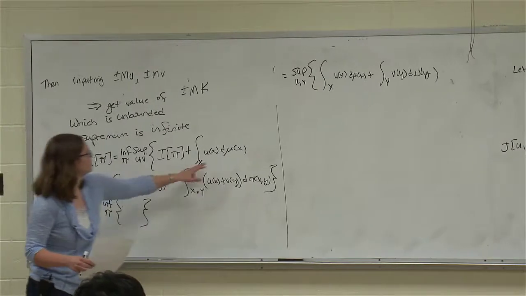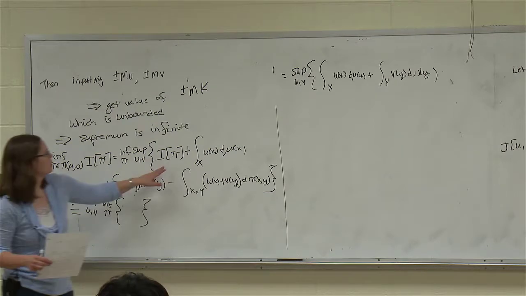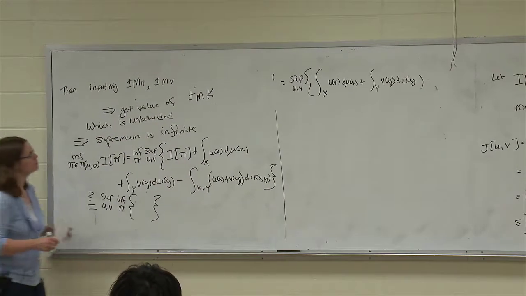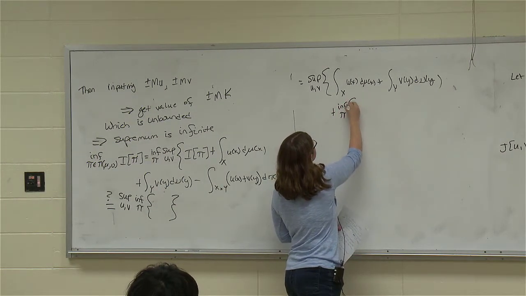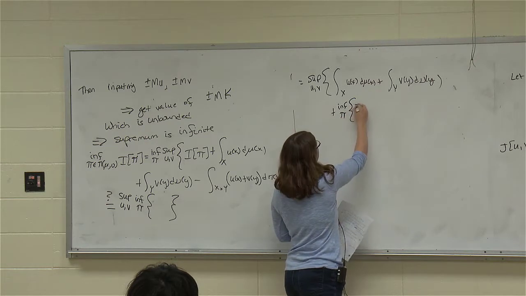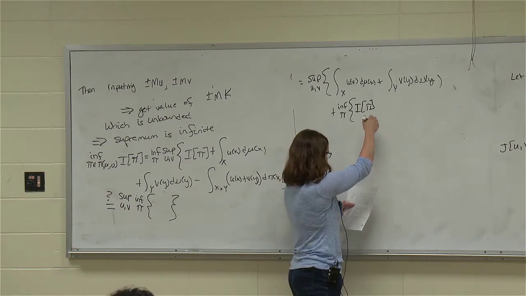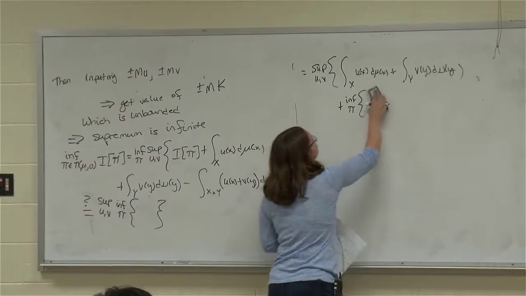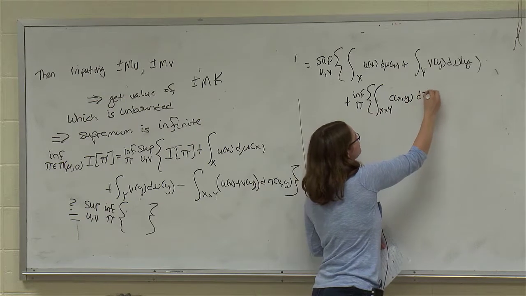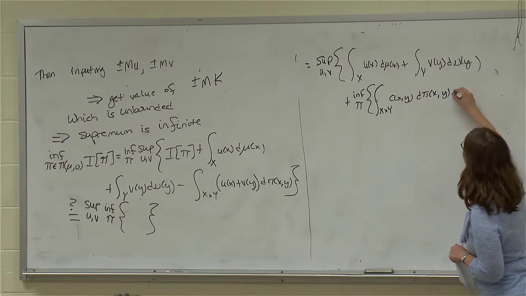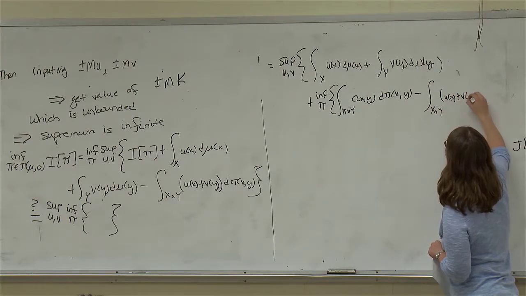Okay, so we have this u and this v, and then we have everything that's left over. Everything that's left over also includes pi. So we've got to hang on to this infimum over all pi of I of pi plus, let me actually write down what this is, the integral of c of x, y d pi minus the integral of u of x plus v of y d pi.